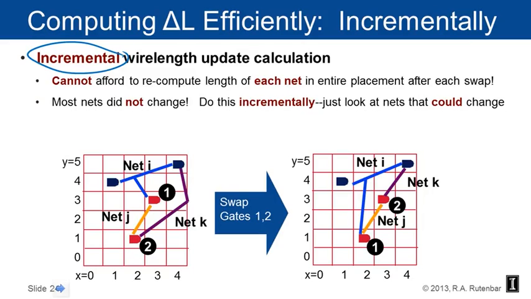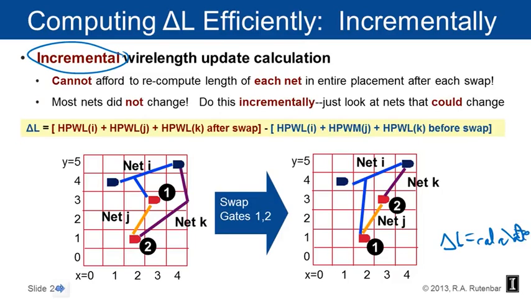Its half perimeter wire length hasn't changed. Net K appears to be much shorter because it used to connect the topmost gate and the bottommost gate, and we swapped the bottommost gate to be somewhere in the middle of the layout. Did the overall wire length go up as a result of this, or did it go down? I don't know. I actually have to go calculate this. And I calculate this incrementally.